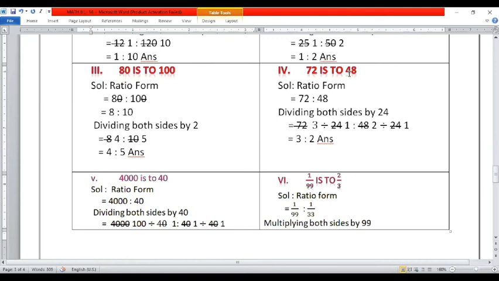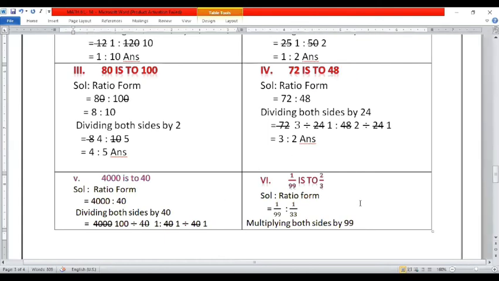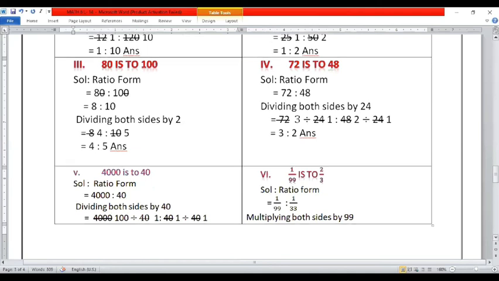Now here 72 ratio 48, divide both by 24. 24 is the specific number, the required number that can divide 72 3 times and 48 2 times. Here I have mentioned 3 times and here 2 times. So here answer is 3 ratio 2. This is a simplified figure that cannot be further cancelled. So this is the simplified or reduced ratio.